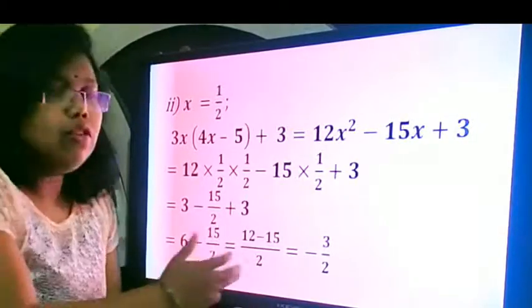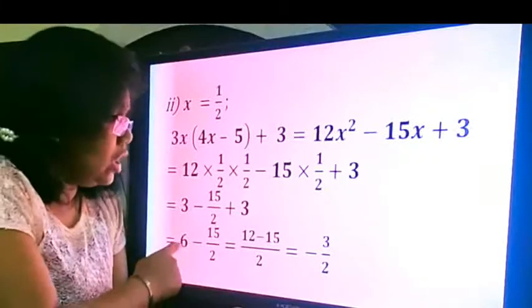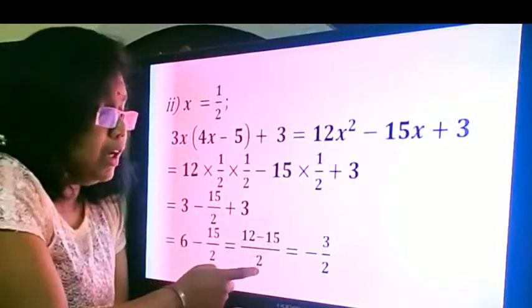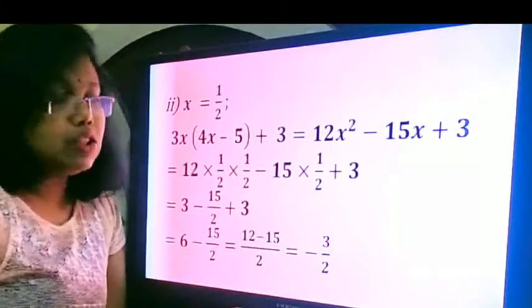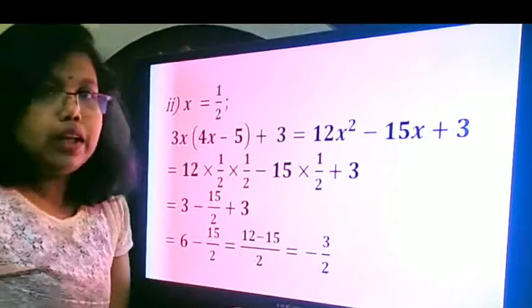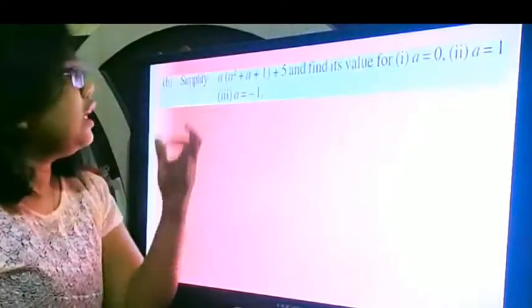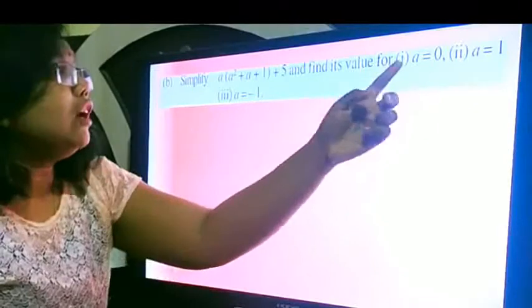So you would have to have the same denominator. So 6 2s are 12 minus 15 by 2. 12 minus 15 gives us minus 3 by 2. That's our final answer.